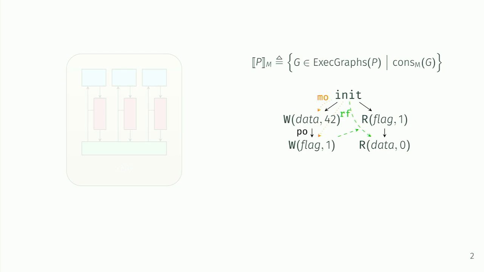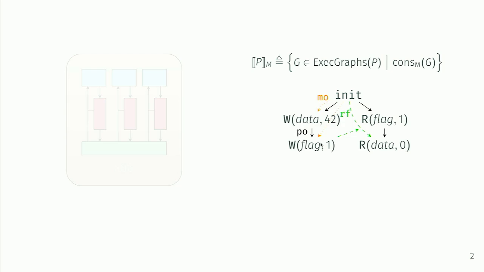Another standard relation is the RF relation, or reads from, that shows where reads are reading from. So for example, this read there is reading from this write of 1. This read of data is reading the initial value. And another standard relation is the modification order, or MO, which is a union of strict total orders. Each of these strict total orders basically totally orders same-location writes. So in this case, the initial write to data is ordered before this write to data, and the initial write to flag is ordered before this write to flag.